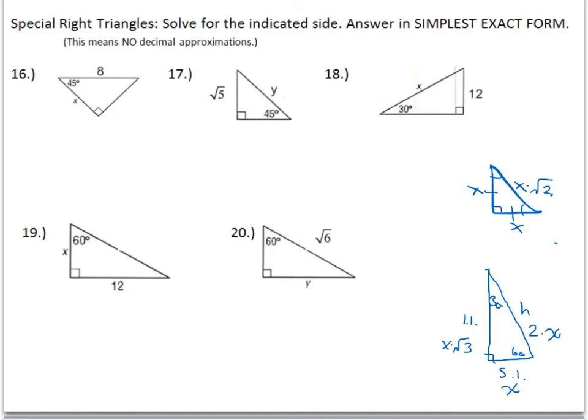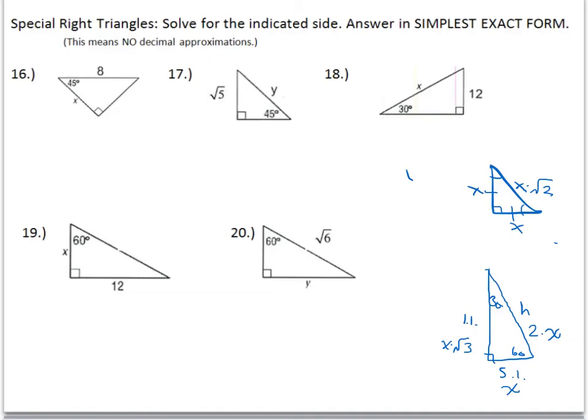Sure, you can use SOHCAHTOA, trig, but it wouldn't give you an exact answer, because anytime we use the trig functions, it doesn't give you the exact answer. Provided that it's not one of our doubling ones, like 12 to 24 on number 18. My eraser doesn't want to work.